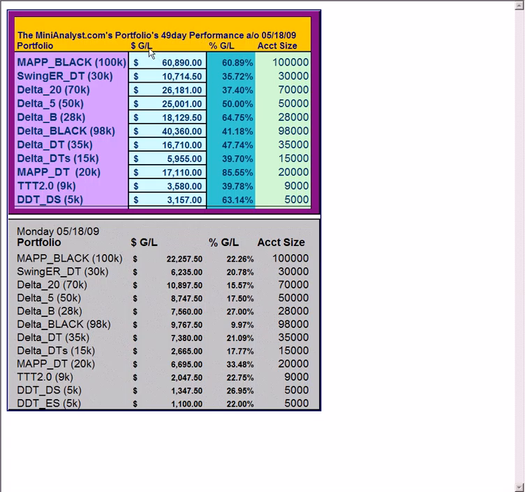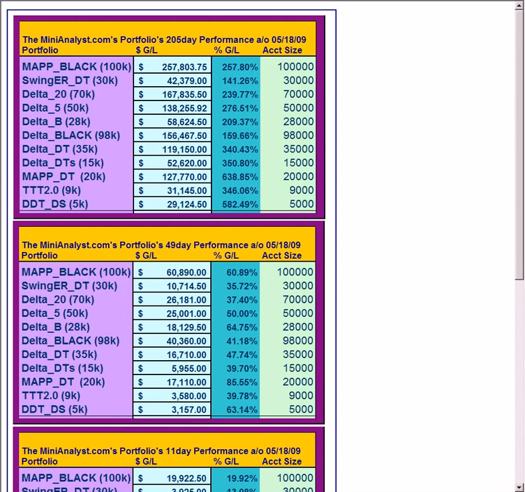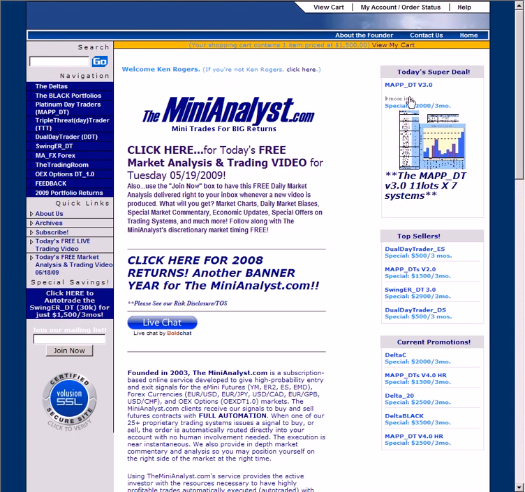There's the 49-day performance of our portfolios with, of course, the MAP DT posting an eye-popping almost 90% return for the MAP DT. But if you're interested in any of those, just go to the website.